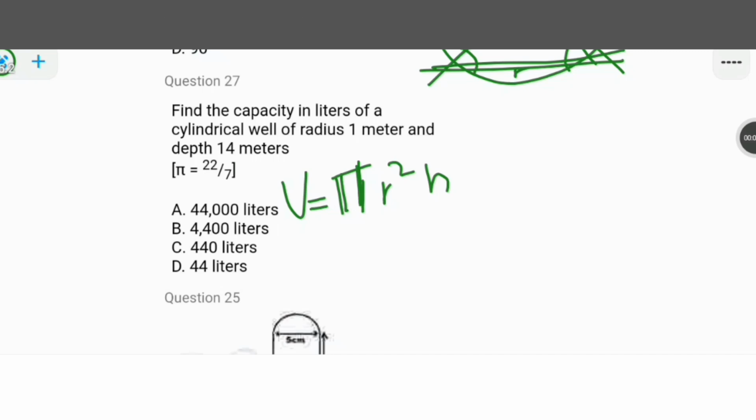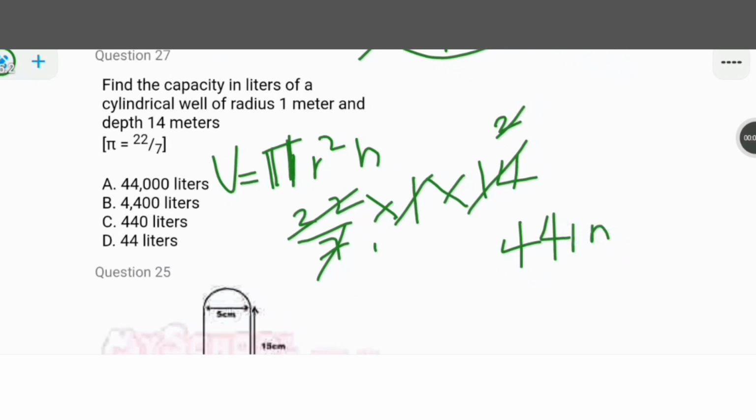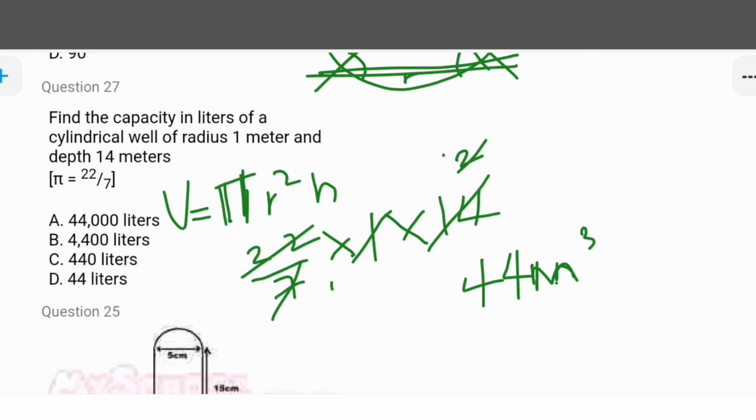Your pi is 22 over 7. So you have 22 over 7 times your radius, which is 1, as you can see from the question, and your depth, the height, is 14. So you are doing 1 squared. So 1 squared is still 1. So all you have to do is cut here, 7 here 1, 7 here 2. So at the end of the day, 22 times 1 times 2 will give you 44. So the volume is 44 meter cube.